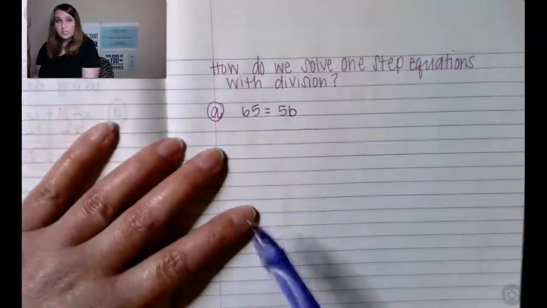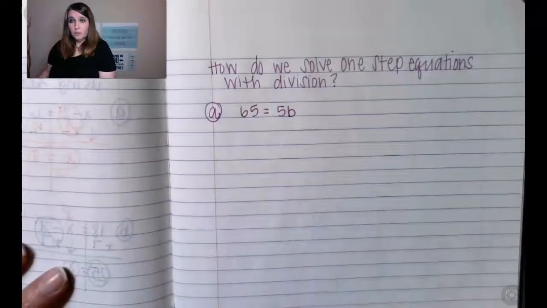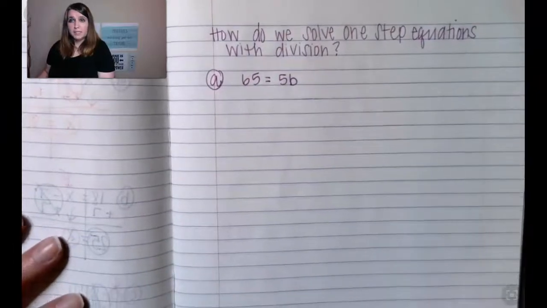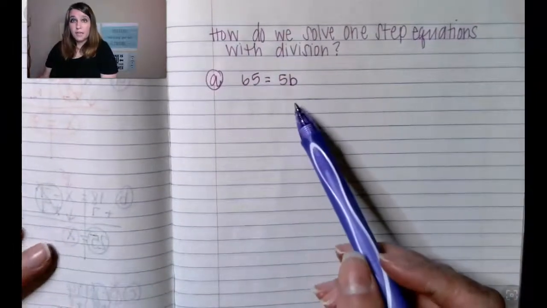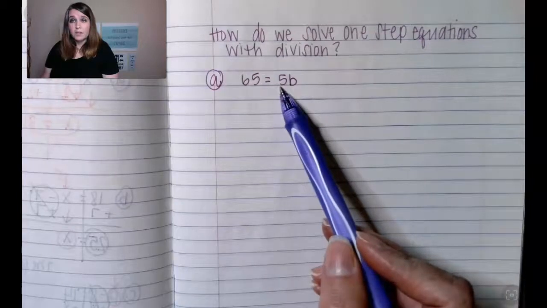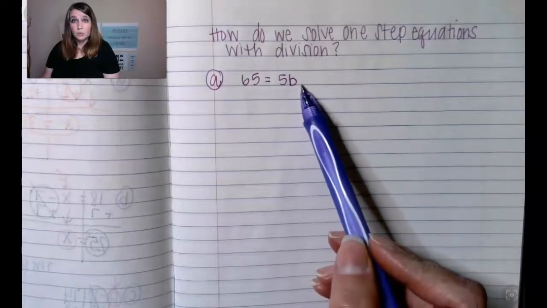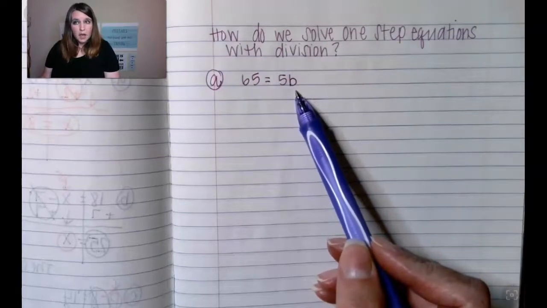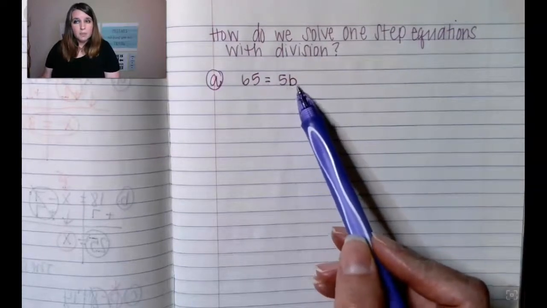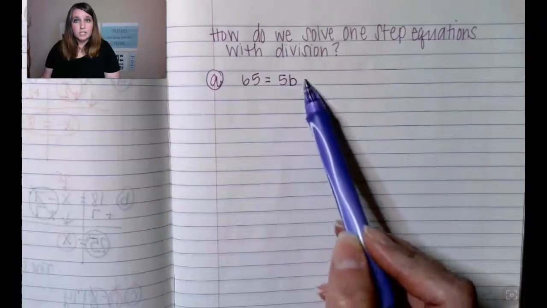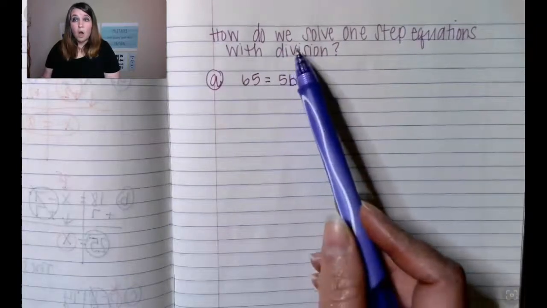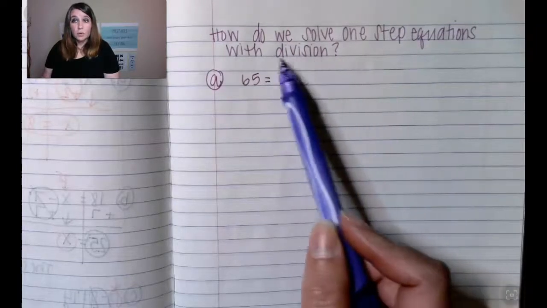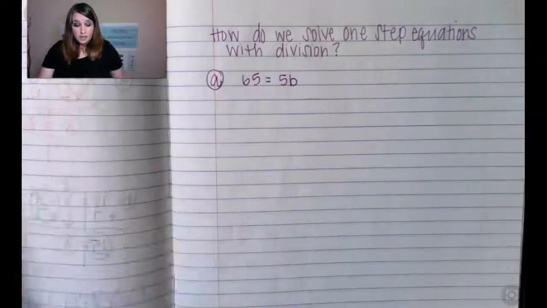So as you can see right here, we have a problem that says 65 is equal to 5 times b, because when you have a number stuck to a letter, it means to multiply. We know that the opposite of multiplication is division. And so all of the things that we do today are going to include division.